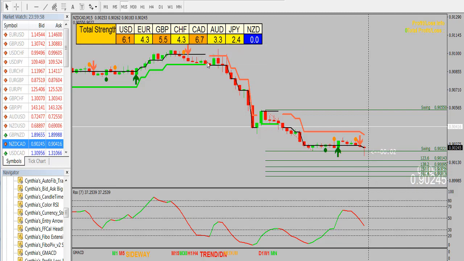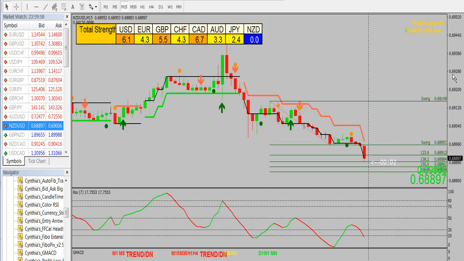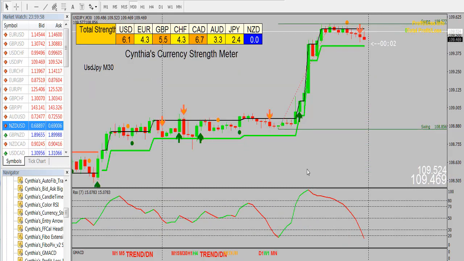In the case of the New Zealand US dollar, we've been selling the New Zealand dollar because it's blue, it's weak, and at the same time we've been buying the US dollar because it's strong. So you're selling the weak currency and buying the strong currency. If you can just keep that rule in mind, then this currency meter becomes very easy to understand and interpret at a glance. Okay, here's another chart that I want to show you.